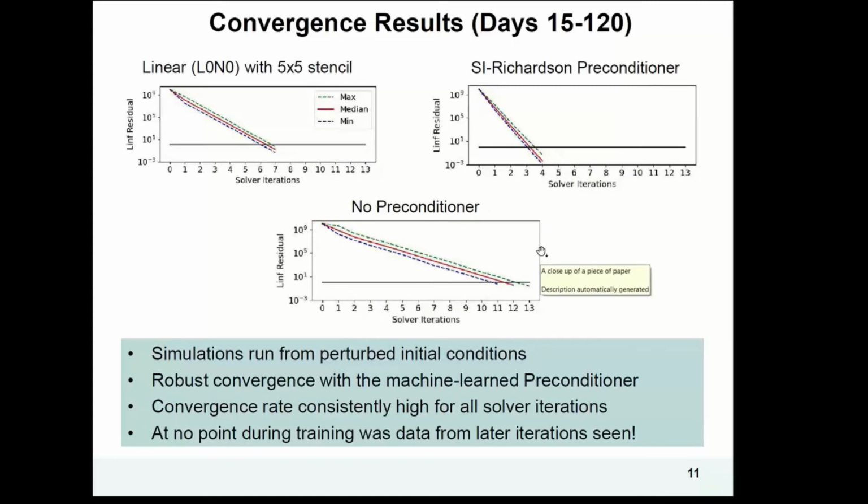Down below, here's what happens if you do not have a preconditioner at all. And on the upper left here is what our machine learned preconditioner is doing. What we see is that the convergence rate is consistently high for all solver iterations, and that at no point during training was data from these later solver iterations seen at all. We do not get the exact performance of the semi-implicit Richardson preconditioner, but we also have to take into account the overhead, and a linear preconditioner is quite cheap.